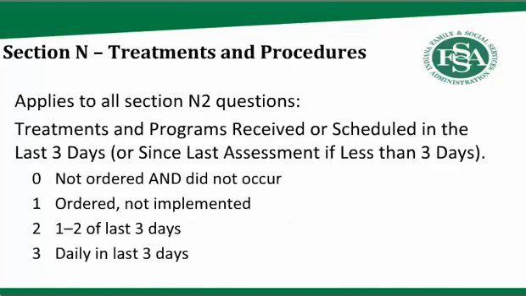Section N looks at treatments and programs received or scheduled in the last 3 days. The way that you can capture this information for the items is that it wasn't ordered and it didn't occur in the last 3 days. It was ordered in the last 3 days but hasn't been implemented. It was implemented once or twice in the last 3 days, or daily in the last 3 days.